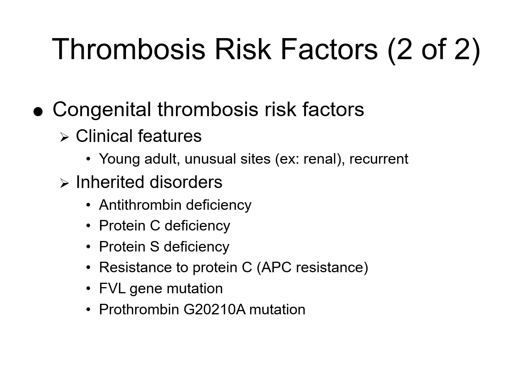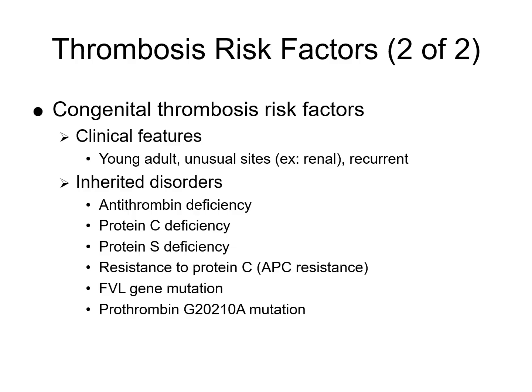So the first one is antithrombin deficiency. This is a deficiency in antithrombin, which is a natural anticoagulant that inactivates thrombin and other clotting factors, which leads to a higher risk of clot formation. Then we have protein C deficiency. So protein C, once activated, degrades clotting factor 5A and 8A. Its deficiency causes reduced regulation of clotting and a tendency to thrombosis.